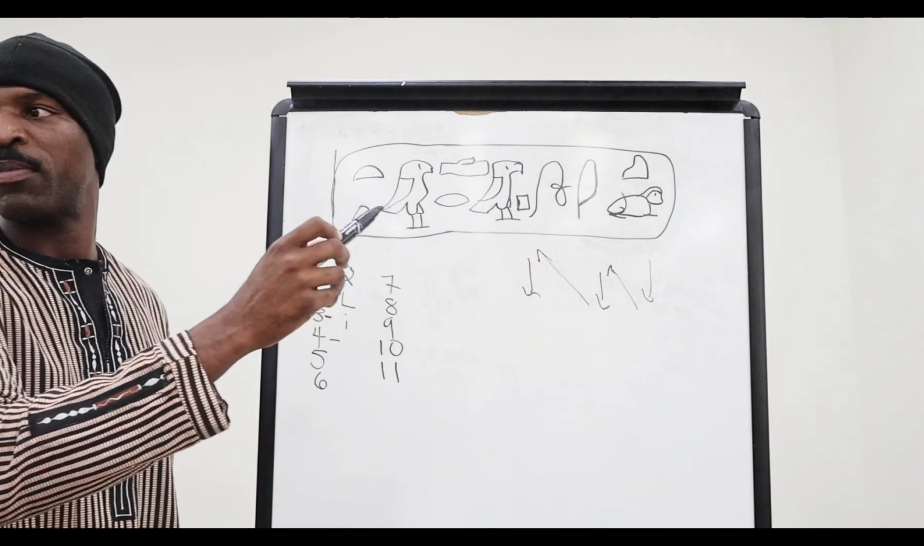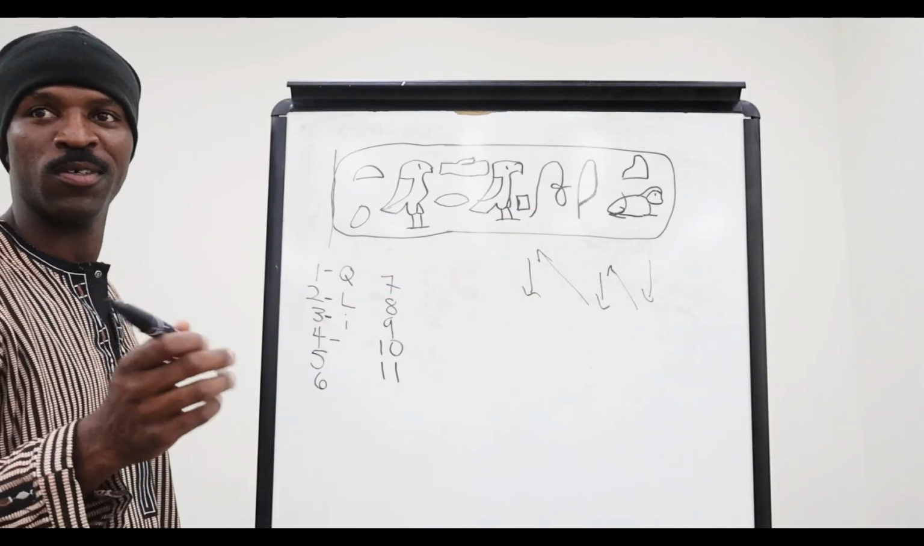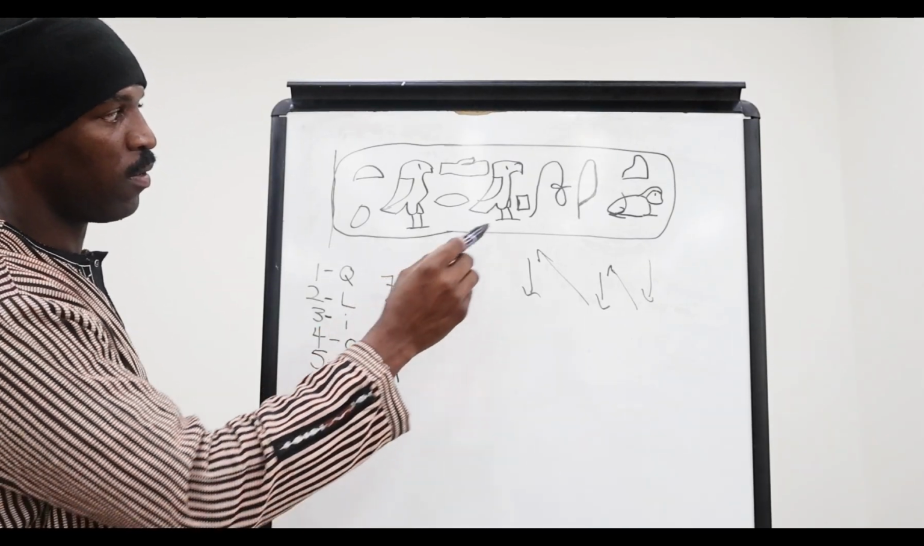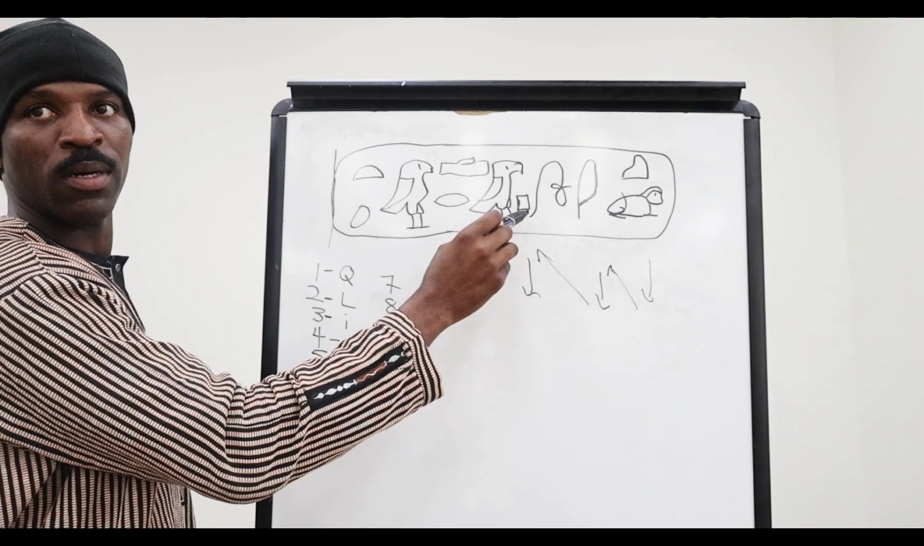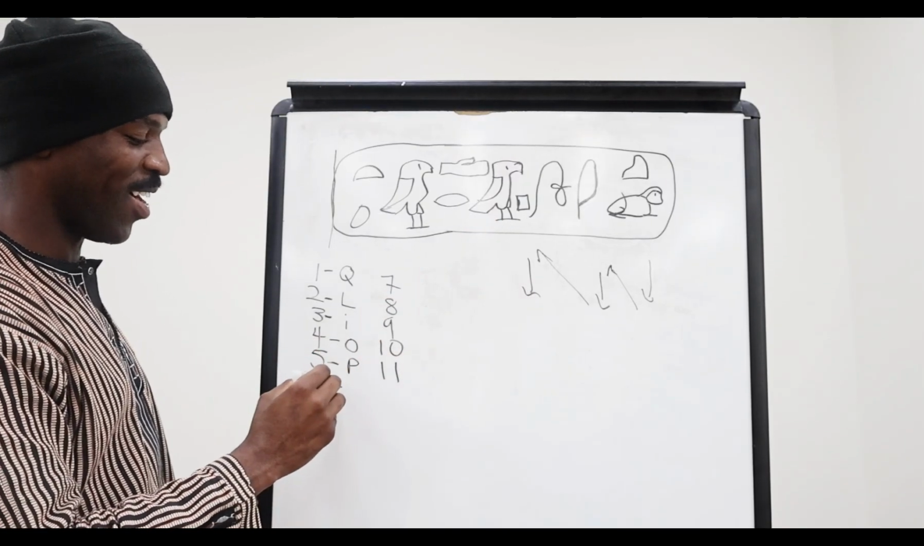What did this one represent? Does anybody know? Can you remember? Can you see it on the pictures? O, you're right. What did this little box represent? P. Good job, P. She already knows hieroglyphics.